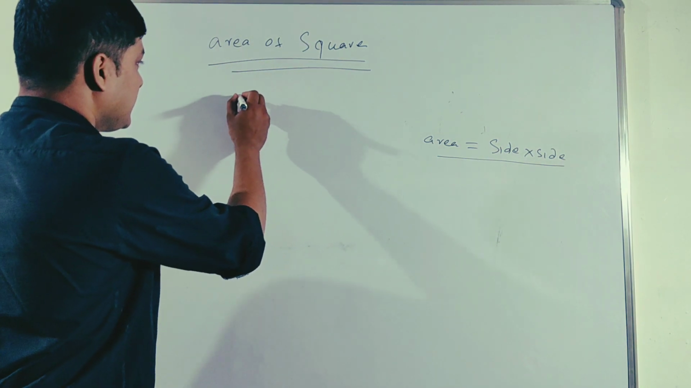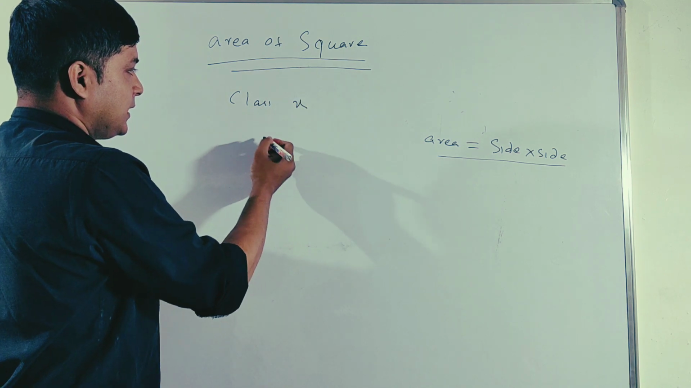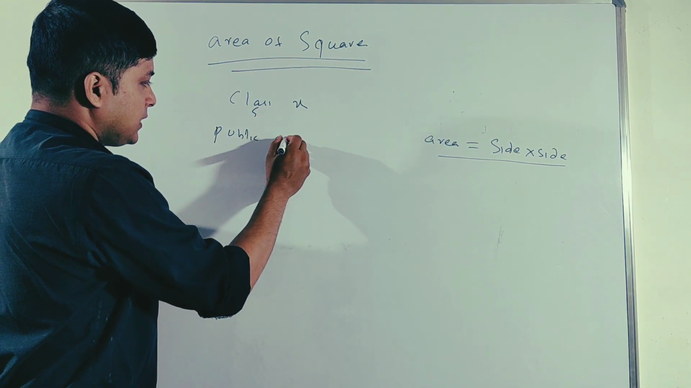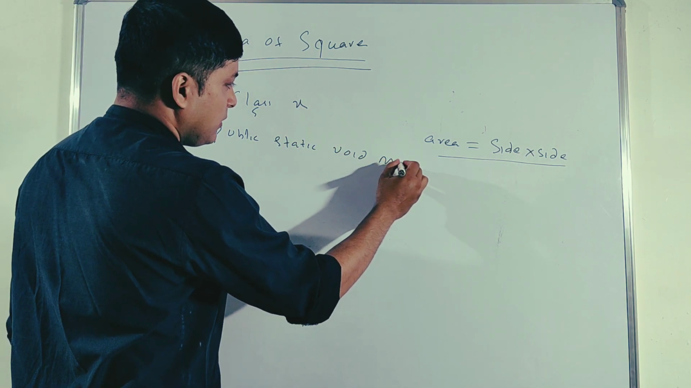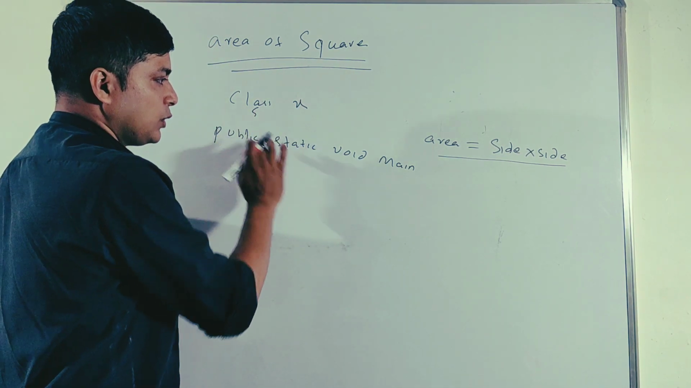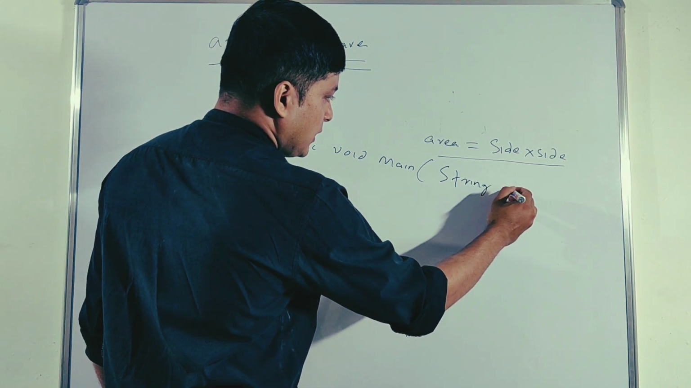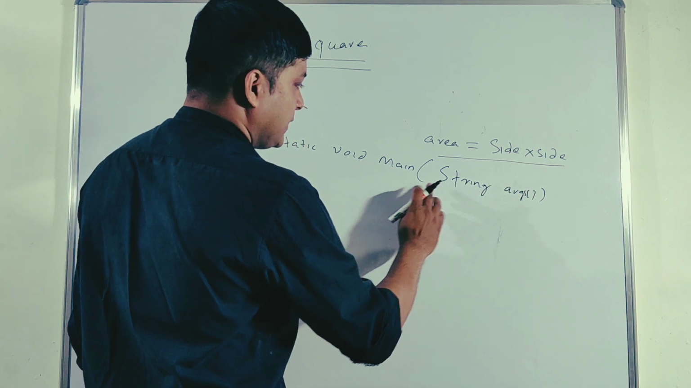So you have to write class again, anything you can take. Suppose I am taking x. Then you have to write public static void main. So public static void main, all are small letters, class is also small letter. Then String args, so String S is a capital letter.